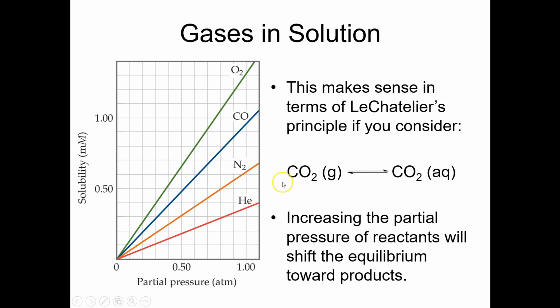And if I increase the partial pressure of the reactant, that is going to shift the reactant toward products. That's going to increase the solubility, the concentration of carbon dioxide in water. So this makes perfect sense that there ought to be a fixed direct relationship here if you think about this in terms of Le Chatelier's principle.